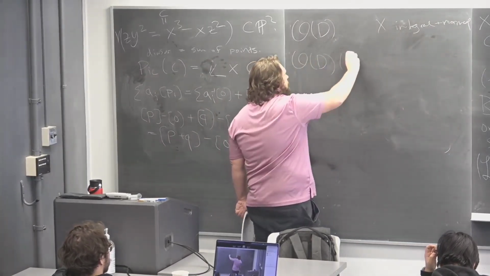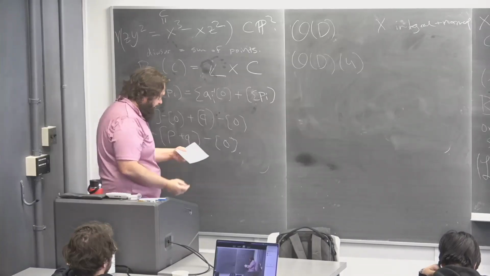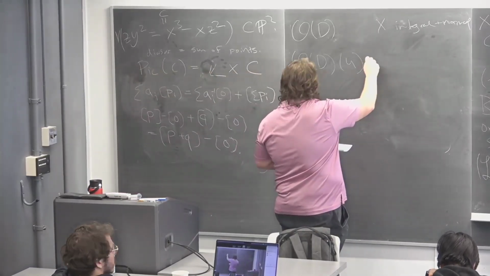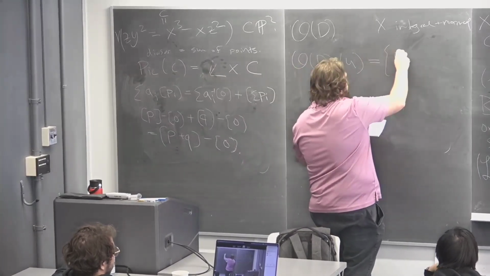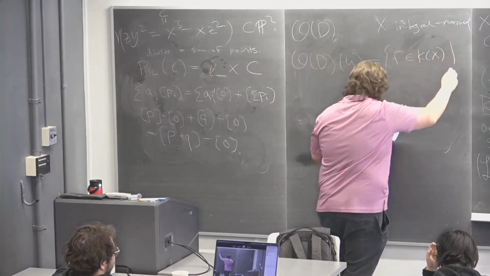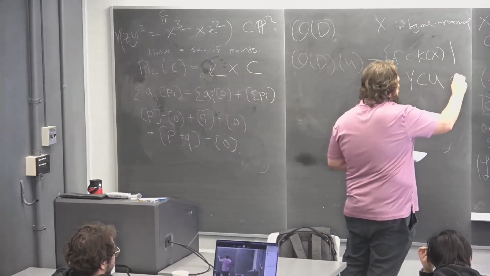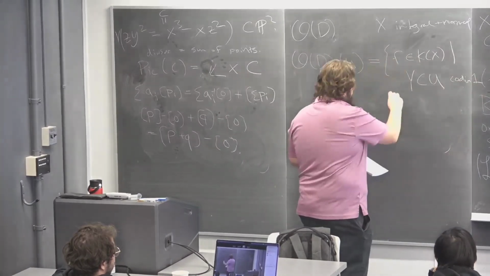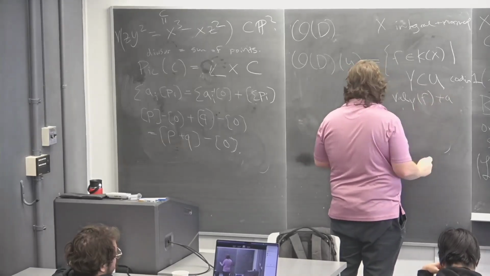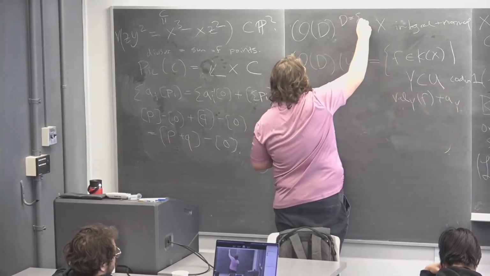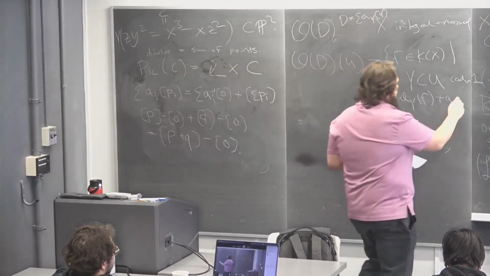For simplicity. So when I look at the sections of this on an open set, this is equal to the F in K of X, such that for all Y contained in my open set, codimension 1, I have that the valuation along Y of F plus AY, where here I have some divisor D, which is some formal sum, where all but finitely many of these AY are 0, is positive.